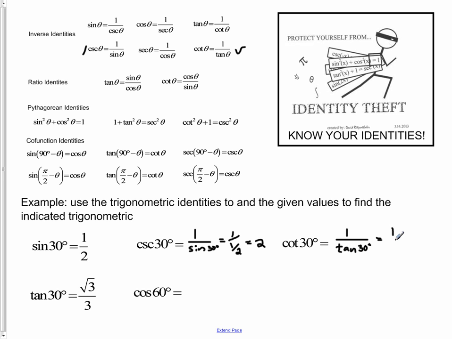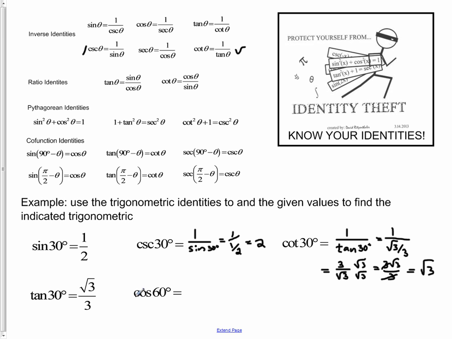Well, for us, if we took 1 divided by the square root of 3 over 3, we can do a little bit of algebra right here. Take our reciprocal and multiply by 3 over the square root of 3, and then rationalize our denominator by multiplying by radical 3 over radical 3. We get 3 times radical 3 over 3, and lo and behold, that's just the square root of 3, which we said before was our cotangent of 30 degrees.